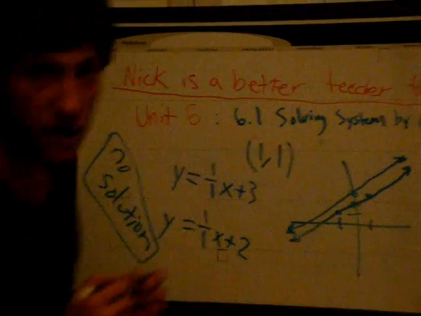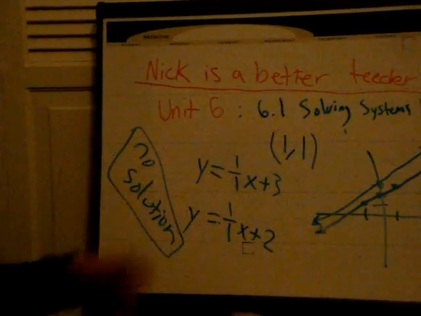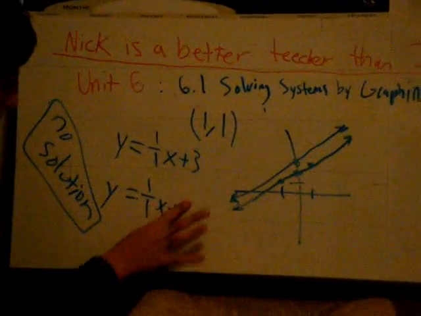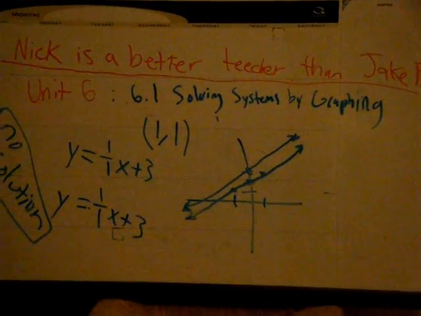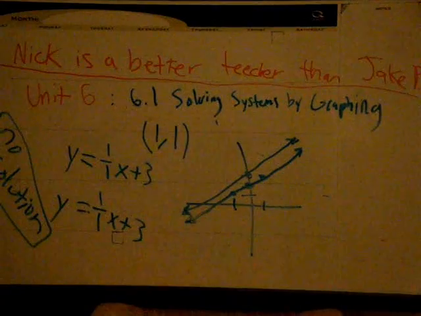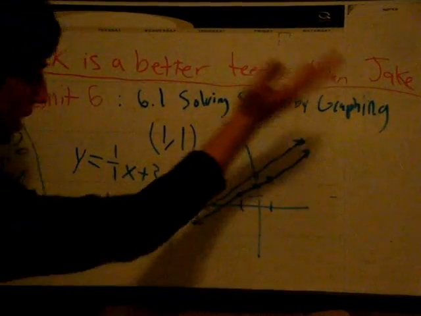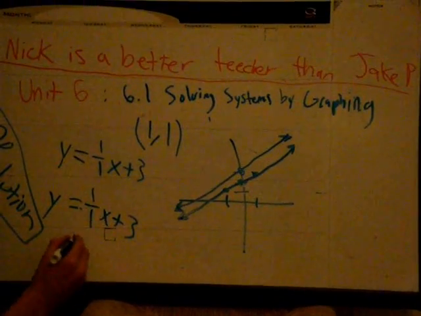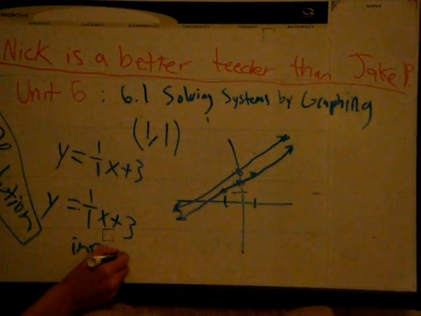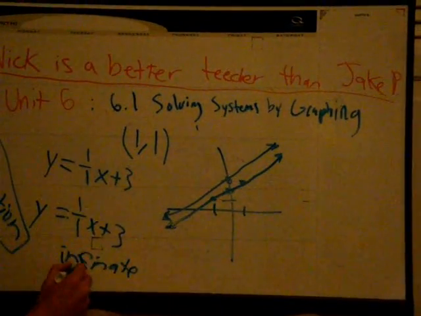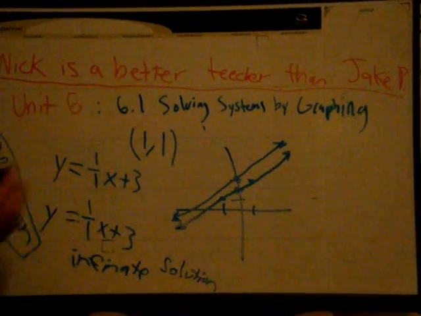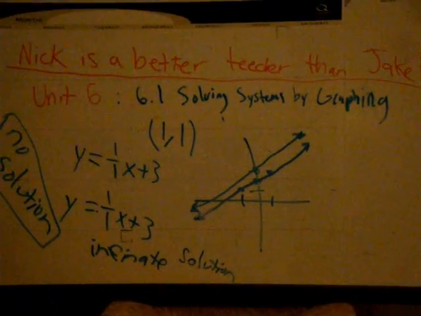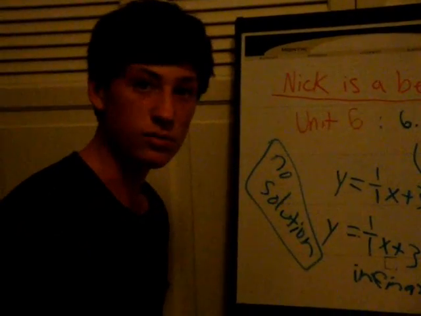And then also, let's say we have two of the exact same lines, so they're both exactly the same. That would make it infinite solutions because they're the exact same line. So our answer would be infinite solutions if they're both exactly the same equation. And that concludes 6.1, solving systems by graphing.